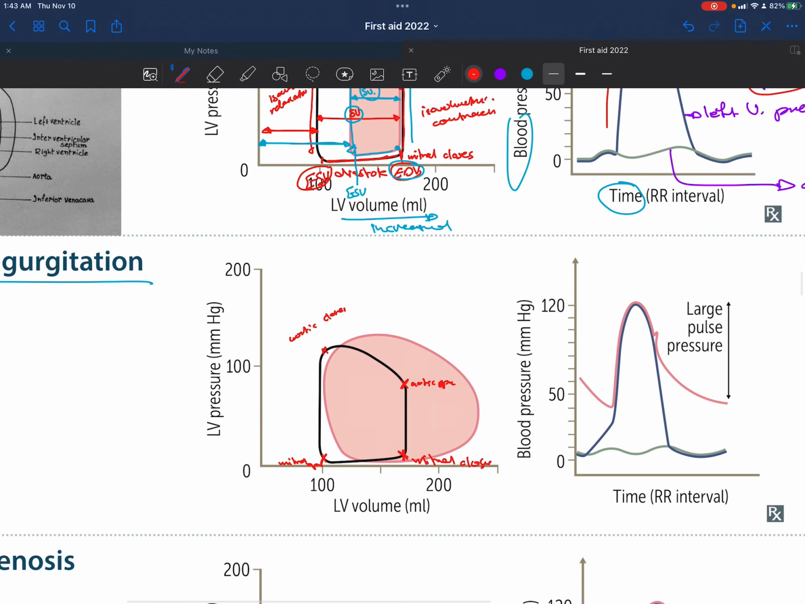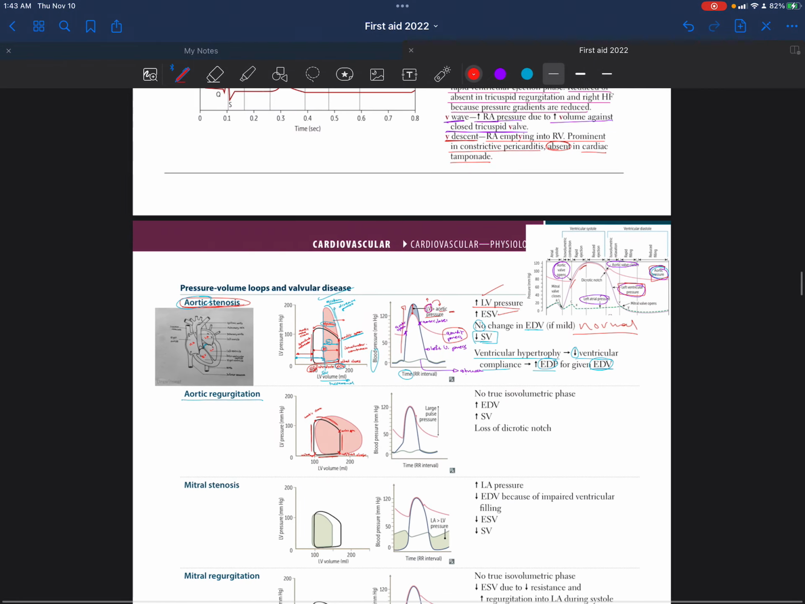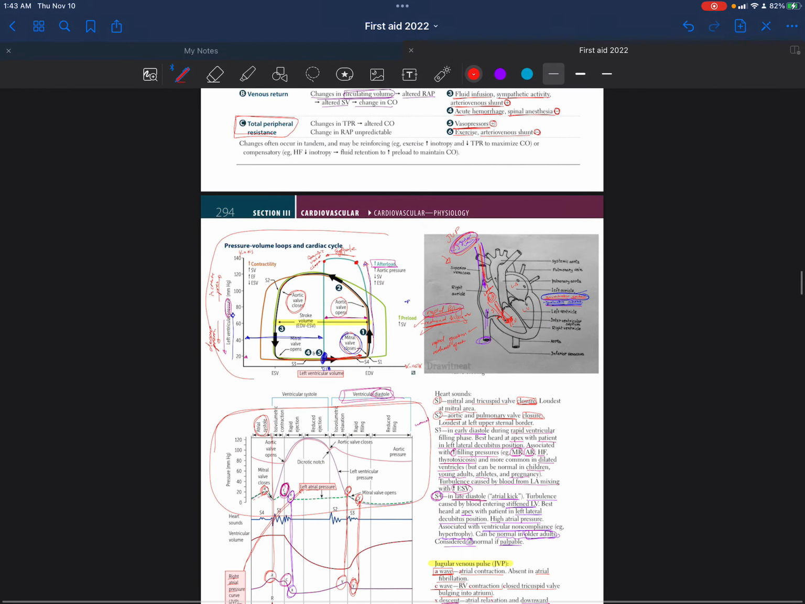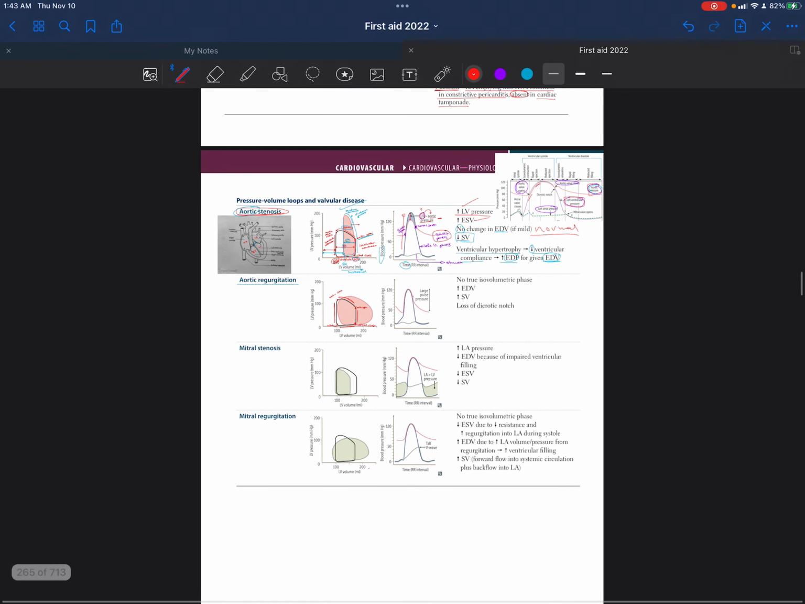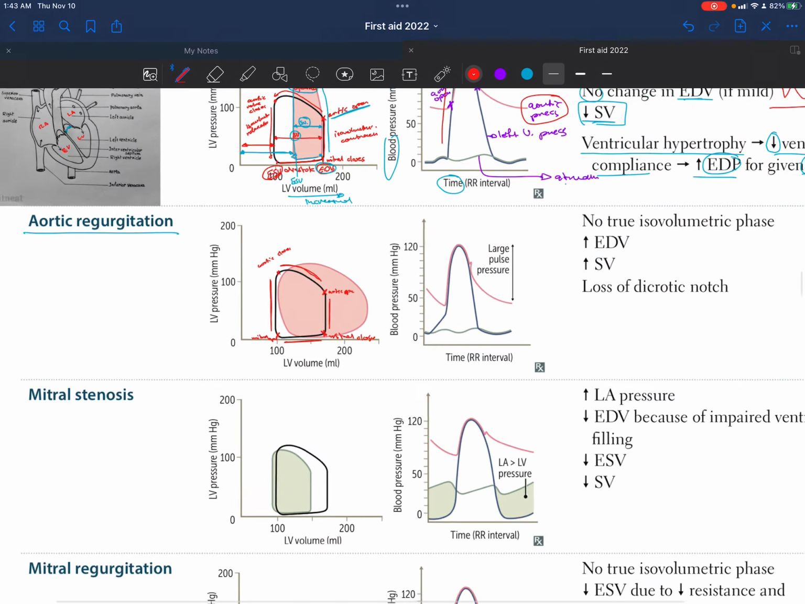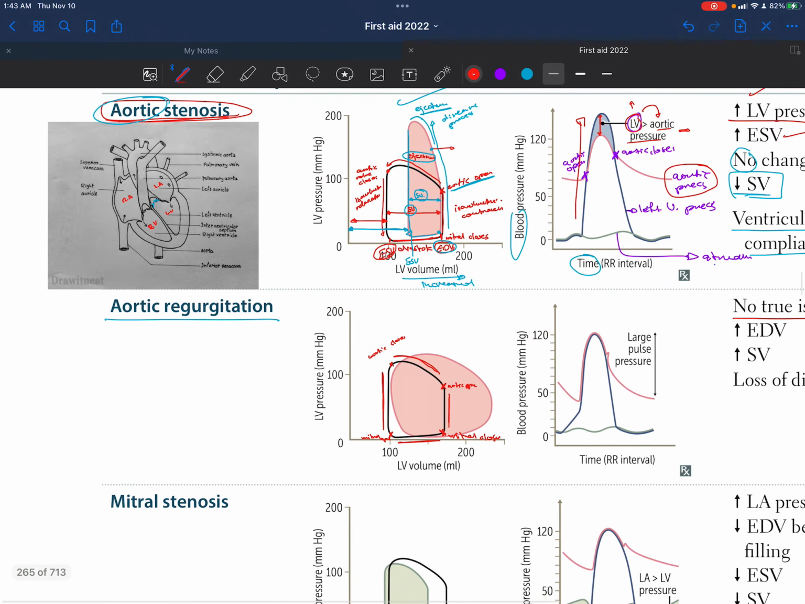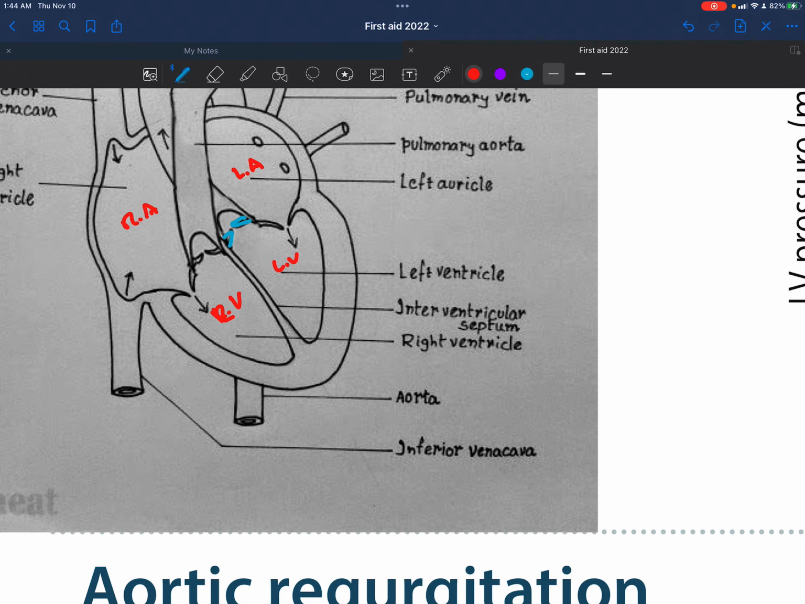Okay, and of course we know that here was the diastole, here we're supposed to have the isovolumetric contraction, here we're supposed to have the ejection, and here we have to have the isovolumetric relaxation, and it's all the same as in this main graph that we talked about over here. So, okay, what we have in aortic regurgitation is no true isovolumetric phase.